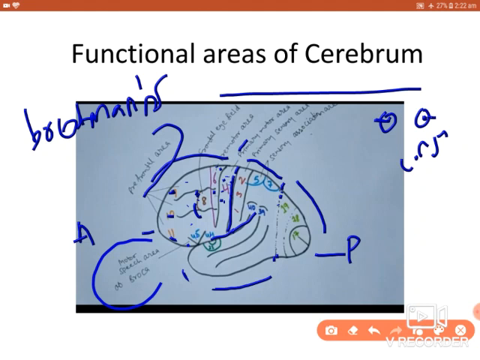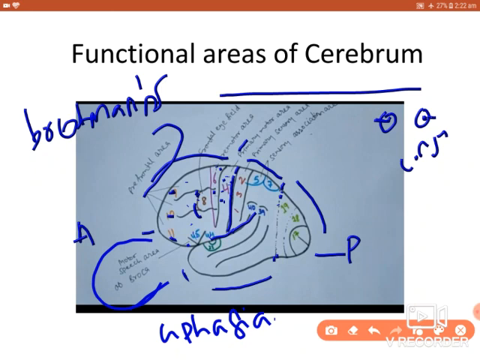Okay. So a lesion will produce aphasia, expressive aphasia. Difficulty in producing expressive speech. This is the Broca's speech area. This is the motor speech area, area number 44 and 45.